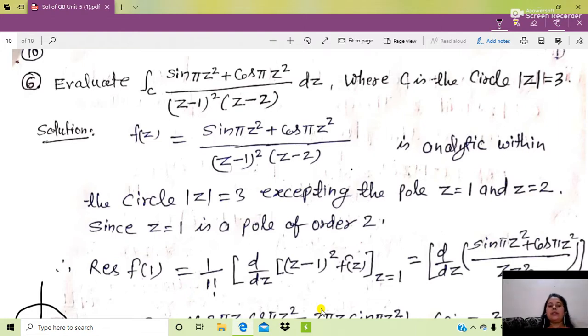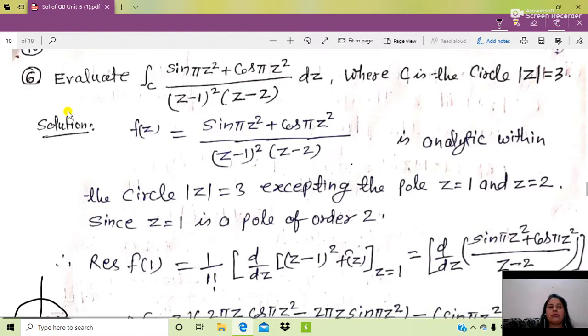So, in this video lecture, we will solve some questions on complex integration. In this question, we have to evaluate this integral: the integration of (sin πz² + cos πz²) upon (z − 1)²(z − 2) with respect to z along the curve C, where C is the circle |z| = 3. So, let's start.